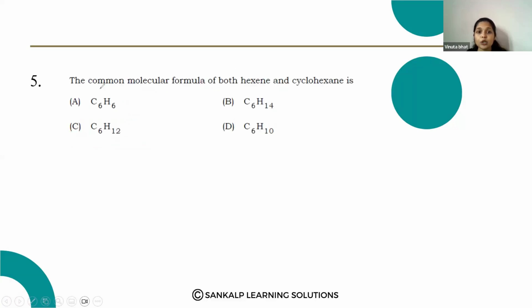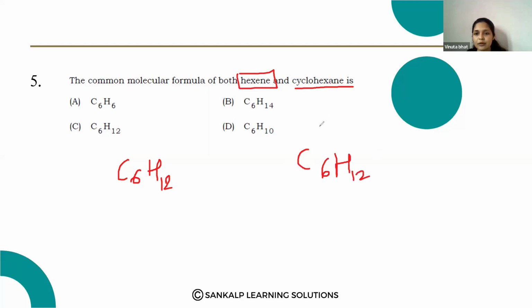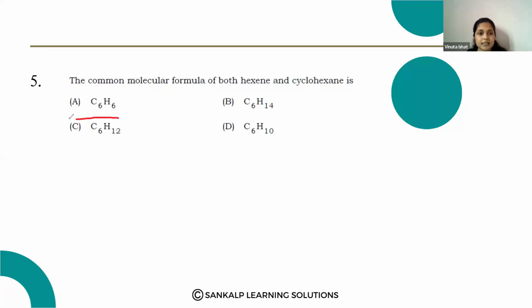Next question. The common molecular formula of both hexene and cyclohexane is: here cyclohexane, the molecular formula is C6H12. And in case of hexene, what is the general formula for hexene? So that is an alkene, right? That is a type of alkene. Hexene means C6H12, because hexene also has the general formula CnH2n. So C6H12 is the molecular formula for hexene and cyclohexane. So the correct answer is C6H12.